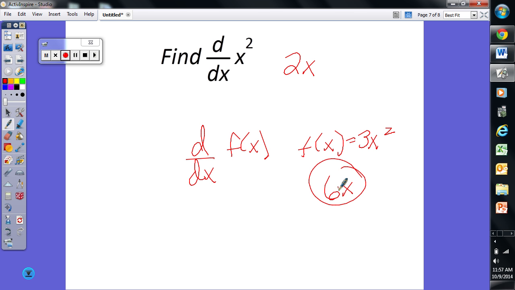14, again, you can tell that it's a cubic, and the derivative of a cubic would be a quadratic, so I know it's A.